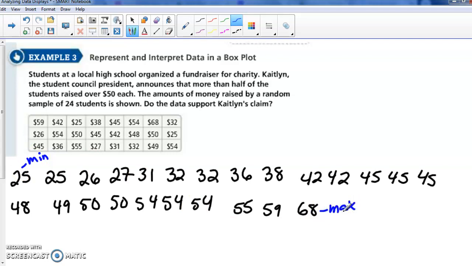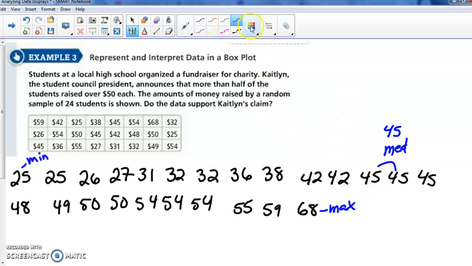Next, I want to be able to figure out where my median is for the set of data. In this particular case, our median happens in between these two 45s. Now, what's nice is, even though I have two numbers, I have two identical numbers. So therefore, my median is exactly 45.